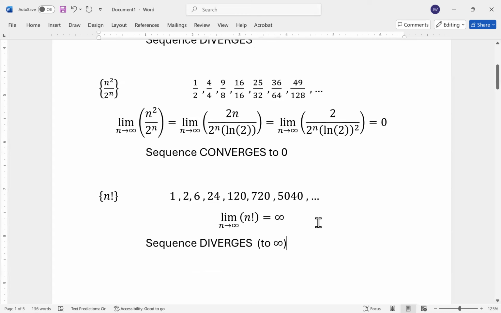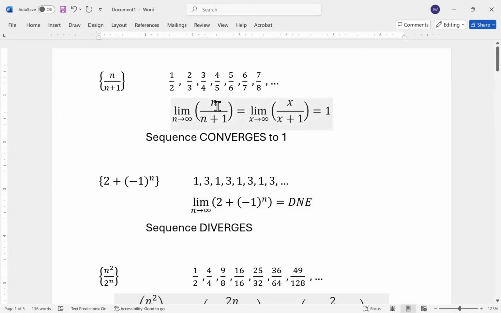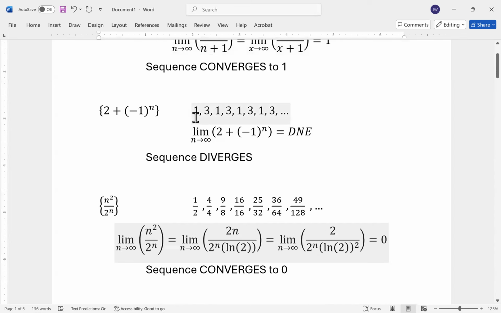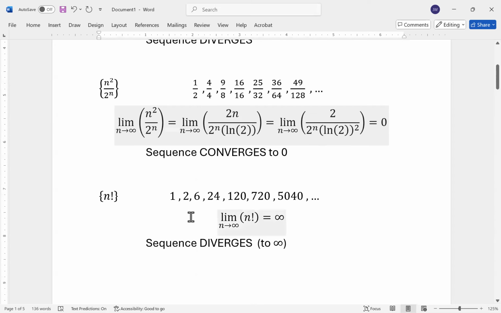These four show you a lot of different techniques. Obviously, we can use L'Hopital's rule if we have nice continuous functions like n squared and 2 to the n dividing. We can use our rules of rational expressions like we had before. We can just look at the numerical values and see that they don't ever get closer to a single number. They're just going back and forth. And then we can look at numerical values and see that they grow forever.